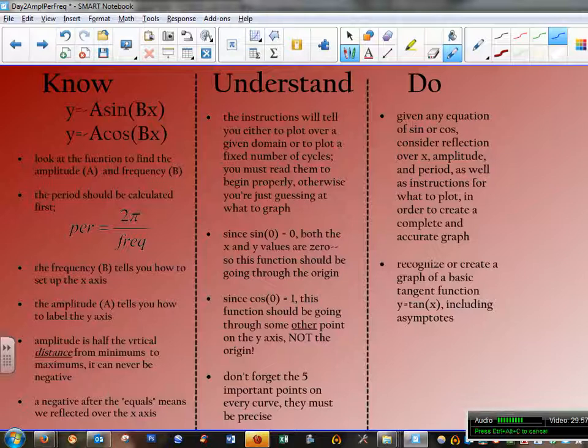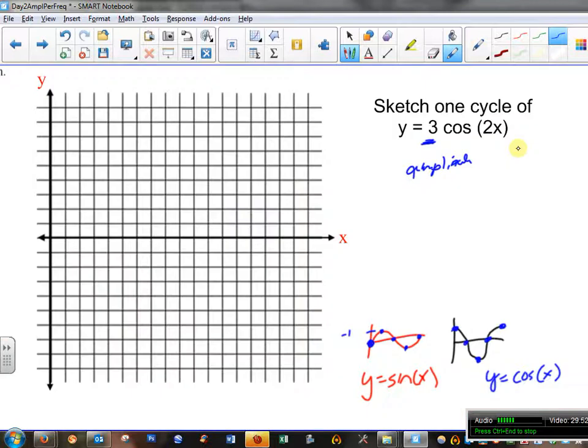Okay, there's your know, understand, and do. Let's move on. Doing today is really just making graphs. So we'll begin with sketch one cycle.